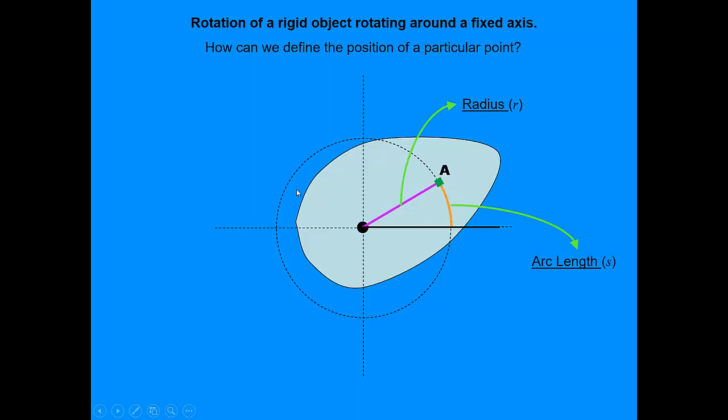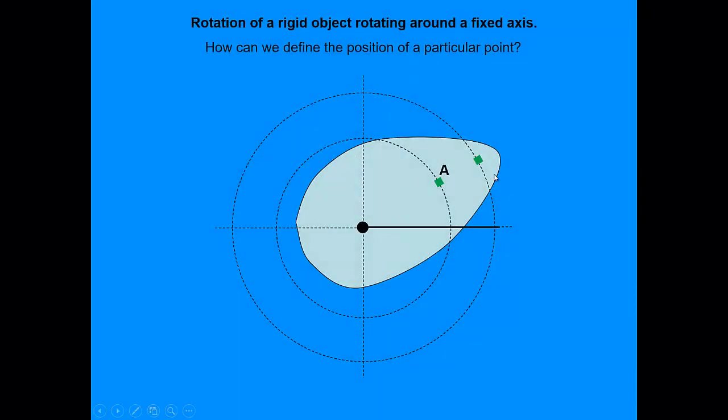Of course, as it rotates, the radius might not change for this point, but certainly the arc length would change as it rotated. But what if it was a different point? What if we had this point out here? Here's point A. What if it was this point?